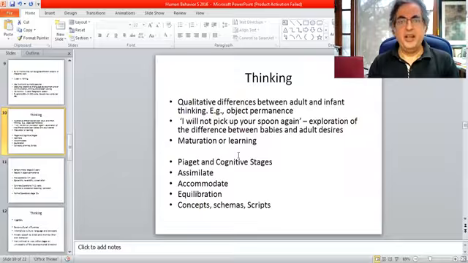Primarily, we'll be talking about Piagetian theory by a psychologist called Piaget, and critiques of that, including Vygotsky, and also we'll be talking about some theories and methodologies that are underlying these ideas.